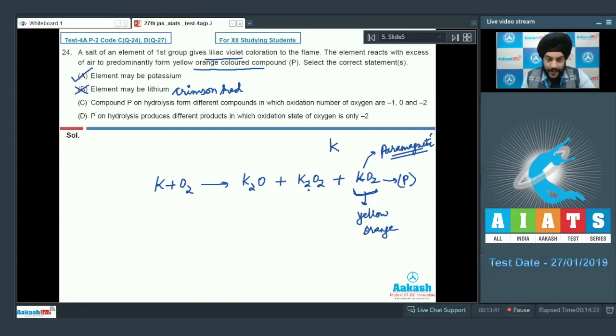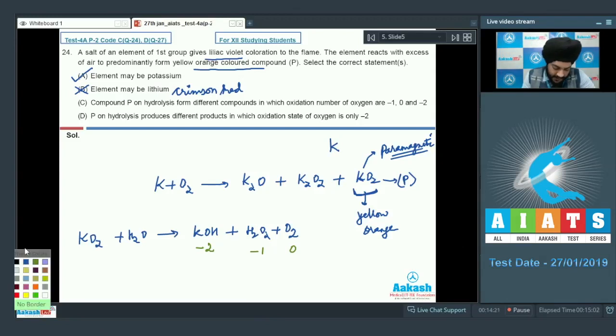Now the examiner seems to be interested in the hydrolysis of the compound P. So when the compound P, which is KO2, is allowed to react with water, we're going to have the formation of KOH, the formation of H2O2, and the formation of O2 as well. If we talk about the oxidation state of the oxygen in the product side, we can have -2 in the KOH, -1 in the H2O2 and 0 in the O2.